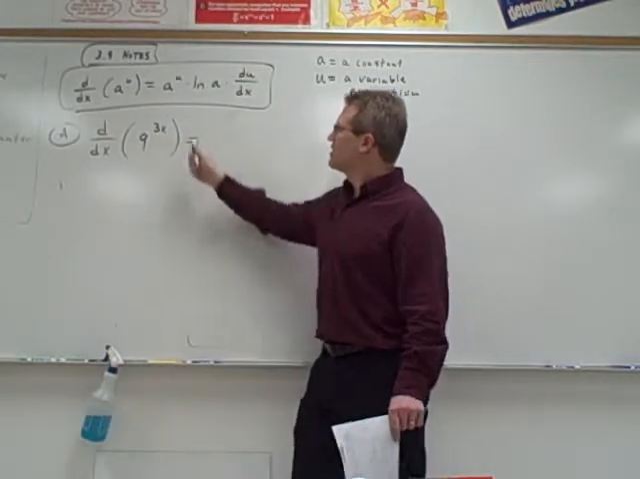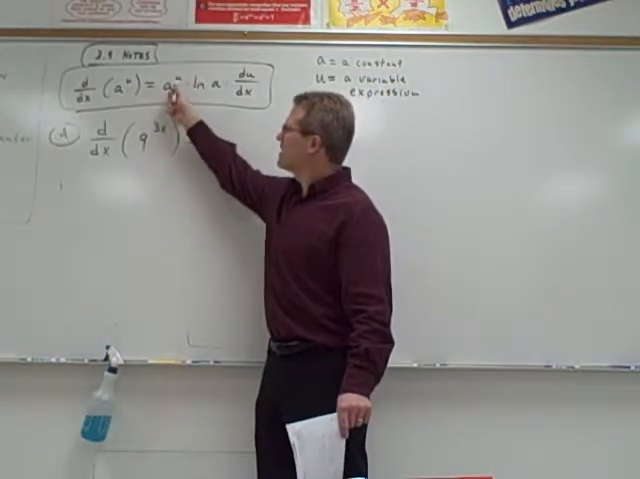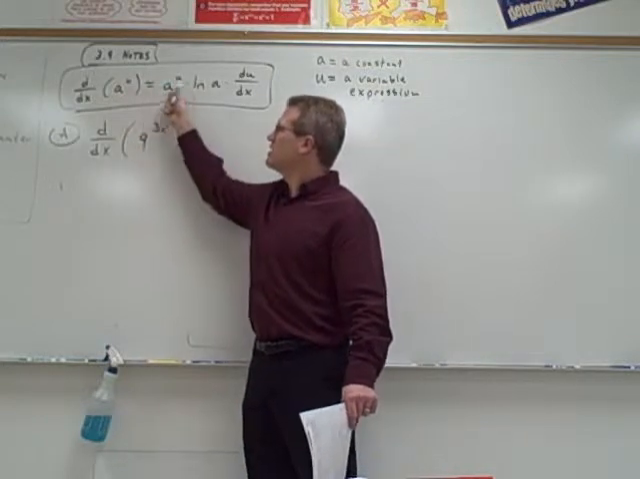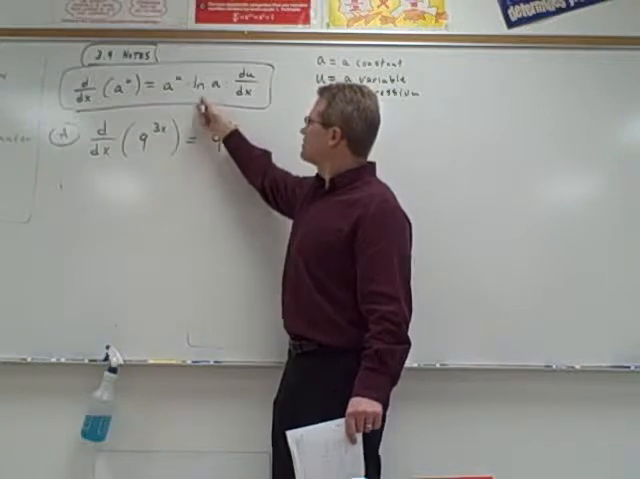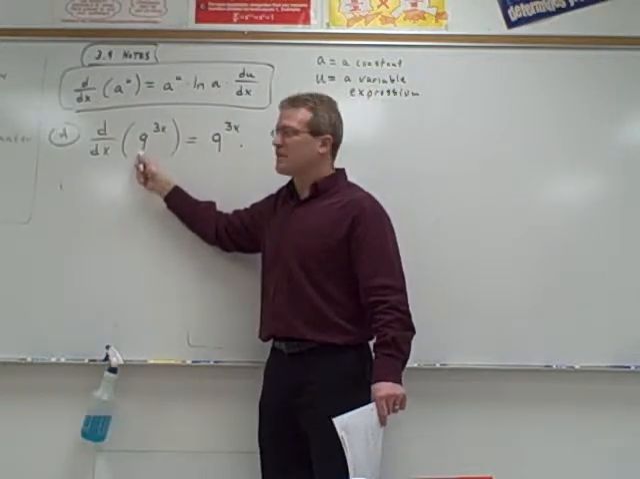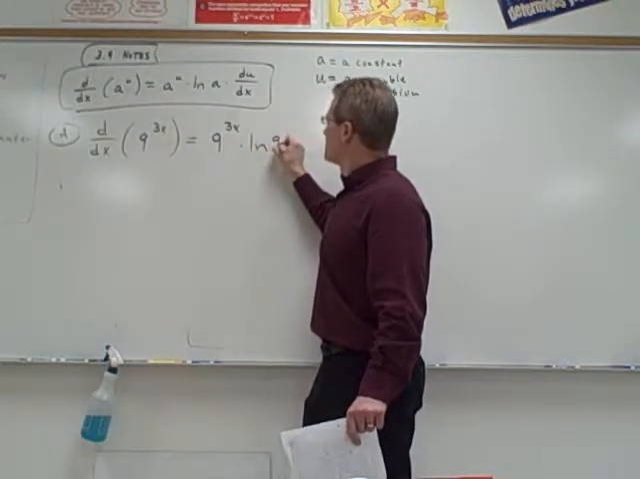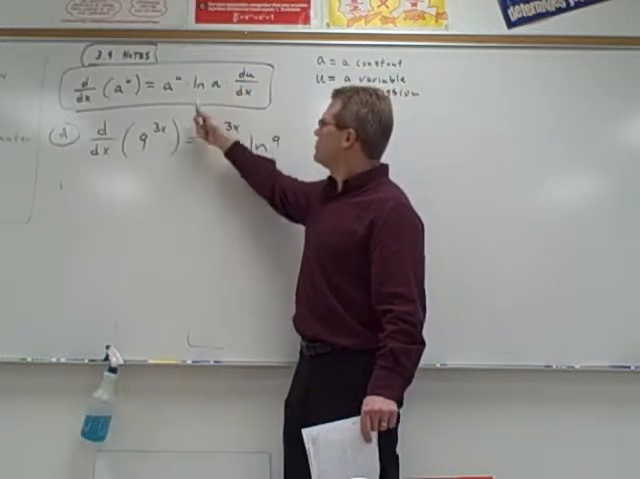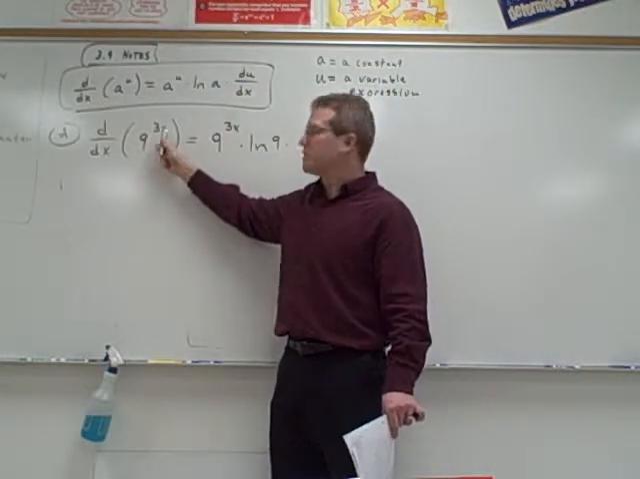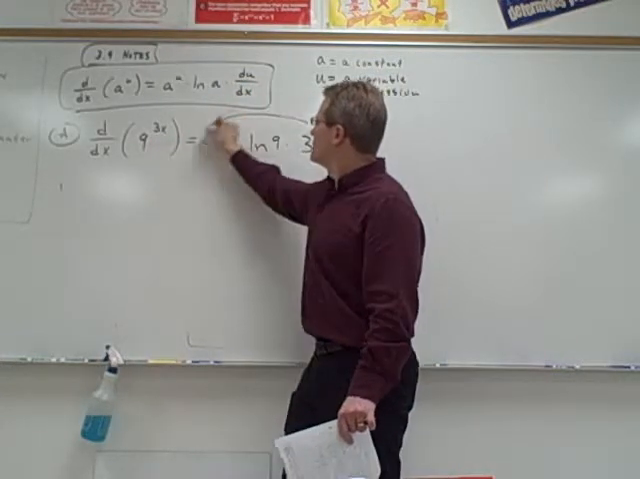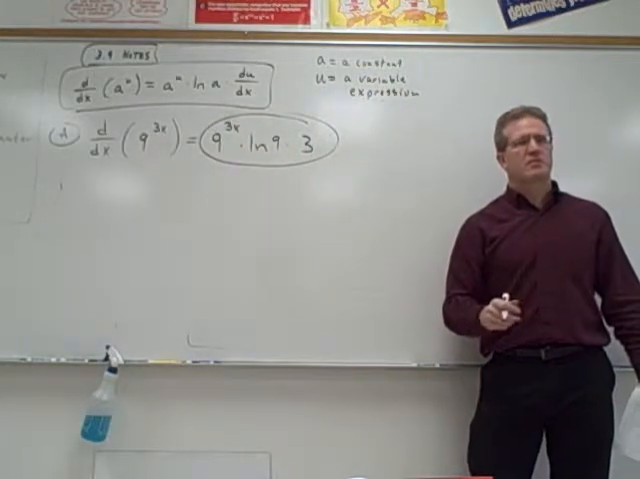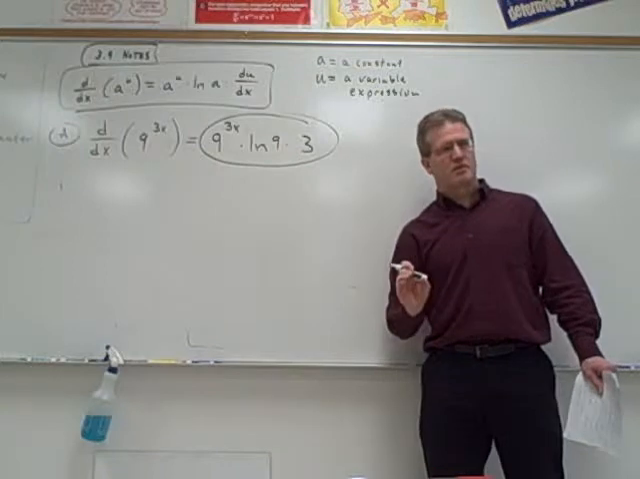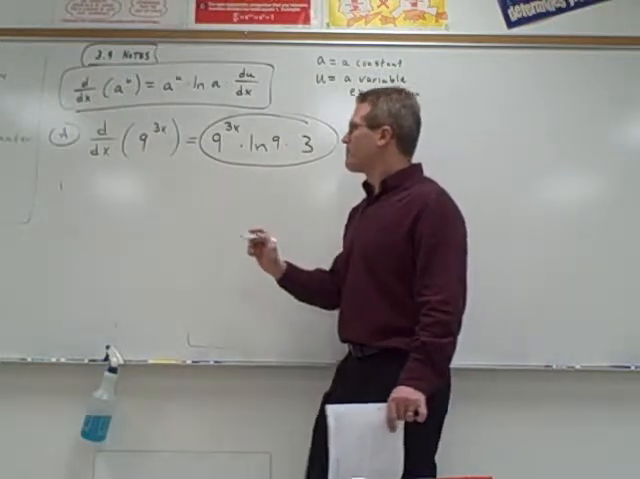All I do is take 9 to the 3x, I just copy down my problem, a to the u. So I go 9 to the 3x power times the natural log of a, so the natural log of 9, and then times the derivative of u. The derivative of 3x would just be 3, and that would be my answer. And this is one I'm not going to make you memorize. You'll have that formula to use on the test.